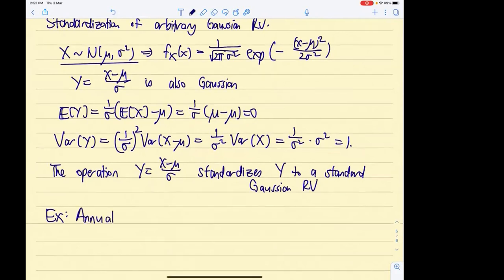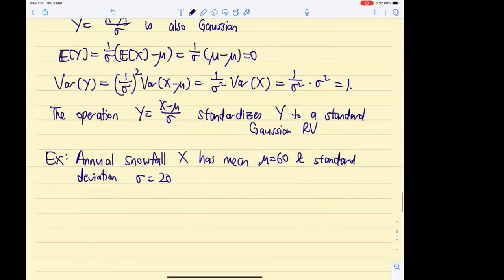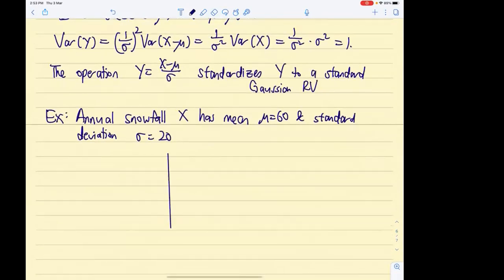The annual snowfall in Boston, where this book was written, the annual snowfall X has mean mu equals 60 inches, American as well, and standard deviation sigma equals 20. So this is the annual snowfall statistics that we have collected over many, many years. It is at 60, and it has a certain variance. So that is f_X(x), the snowfall. That's about right. When I was living there, it was like this.